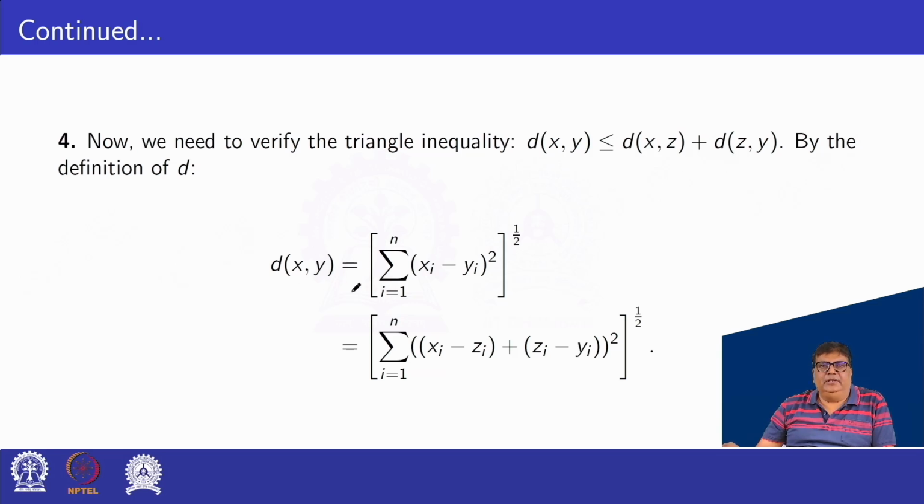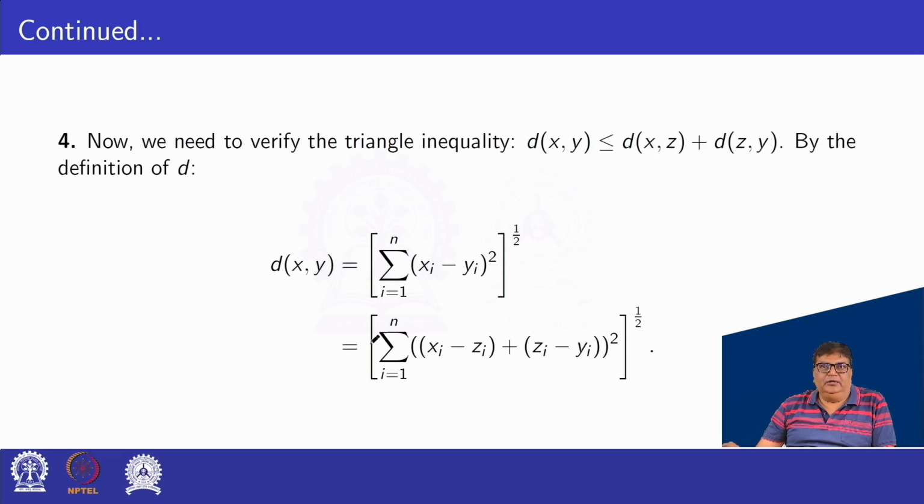Since d(x,y) is defined as the summation i equal to 1 to n of (xi minus yi) squared, whole power 1 by 2, this expression can be written as follows. Here we add zi and subtract zi, so there is no change. So this expression can be written as xi minus zi plus zi minus yi. These are the two terms: xi minus zi plus zi minus yi.